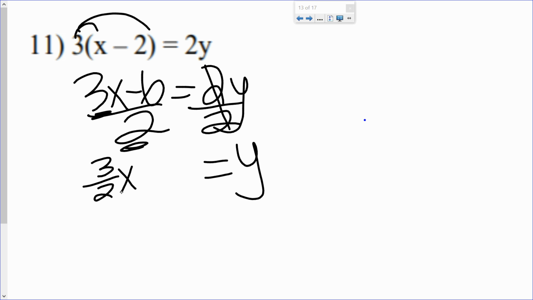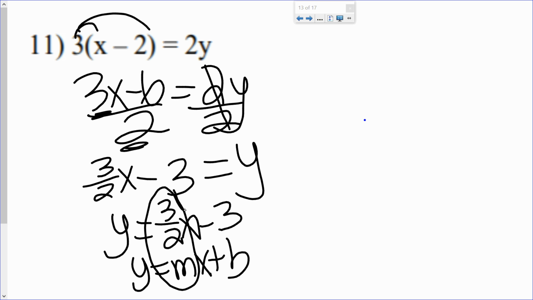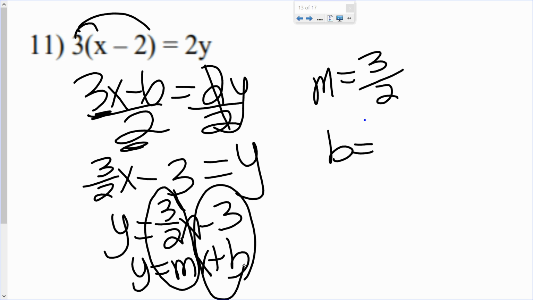If they don't divide nicely, leave it as a fraction. 6 over 2 is 3. Those do divide nicely, so divide them. So let's just rewrite that with y first. Y equals 3 halves x minus 3. So y equals mx plus b. My slope is 3 halves, and my y-intercept is negative 3. So you have to get it into slope-intercept form. You have to get everything away from the y, and when you divide, if they don't divide nicely, leave it as a fraction.